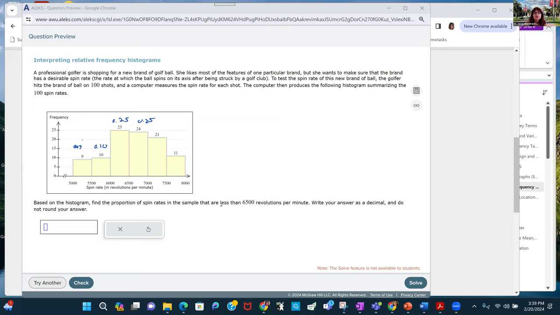And then find the proportion that are less than 6,500. So now you're adding these to the left. So you've got 25, 35, and 9 is 44%, right? 0.44. Let me just try to add those up, okay. All right.